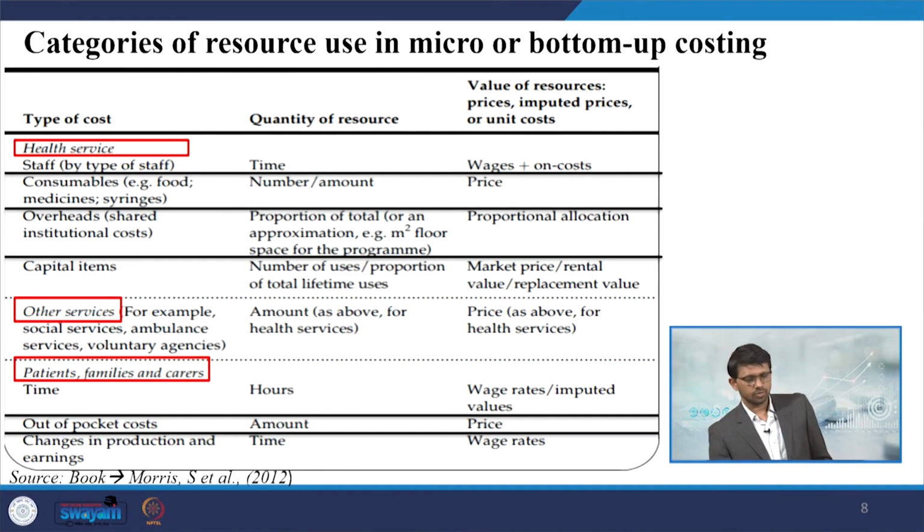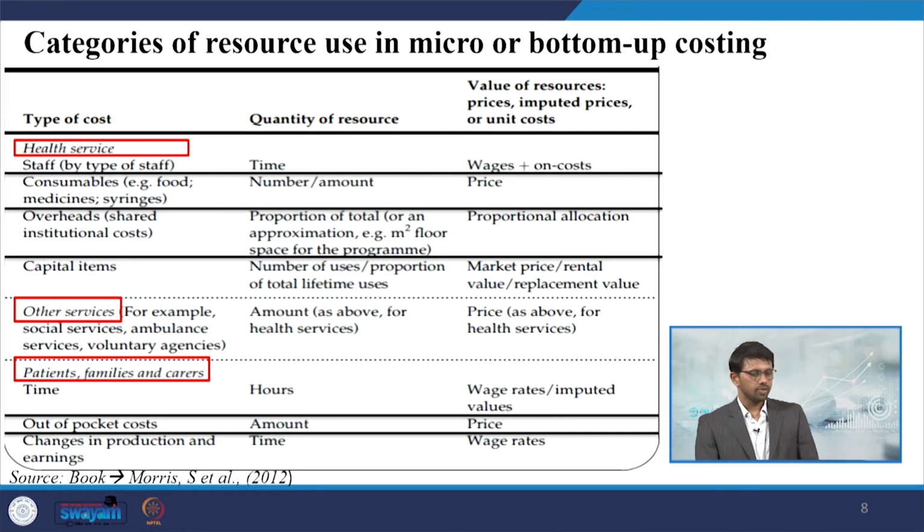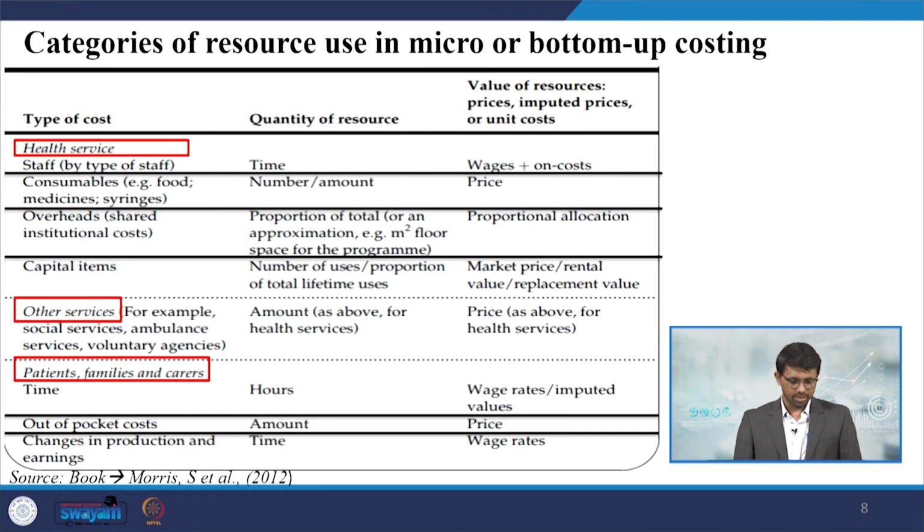There are some specifications related to healthcare services. We are just categorizing their type of cost, that is, how the resources are used in micro or bottom up costing, especially in healthcare. In the complete picture, we have taken this from the Morris et al. paper. Health services we have just highlighted, you can have a check.